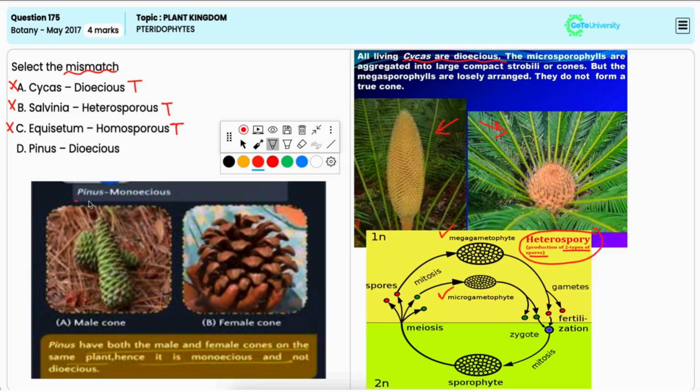Option D, Pinus is to dioecious. Now, this is not true because Pinus is monoecious. That is, male and female reproductive structures, here they are represented with cones, are present on the same plant. Hence, it is the correct option.